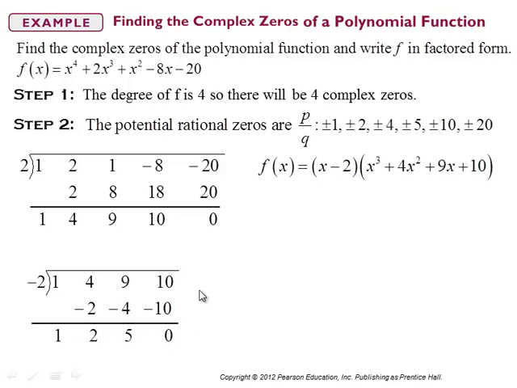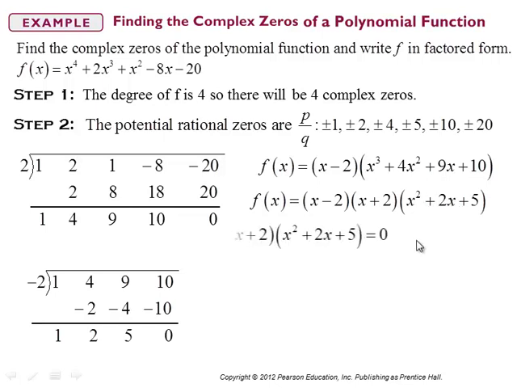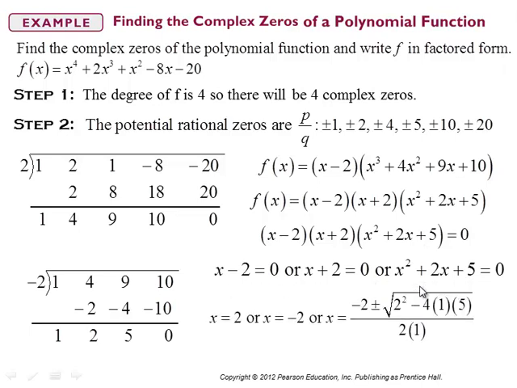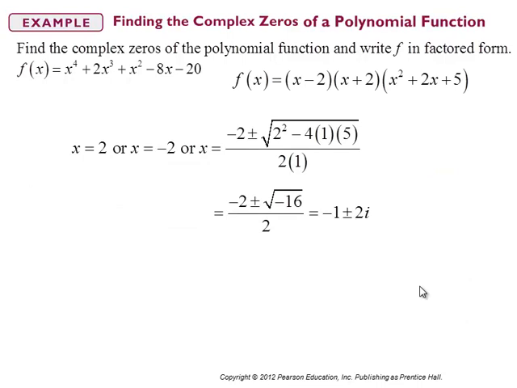So now you have x squared plus 2x plus 5 to try to factor. And when you do that, you'll find that there aren't any rational zeros for this one. But, of course, you can use the idea of setting the whole thing equal to 0 and solving for x. When you set x squared plus 2x plus 5 equal to 0, you can use the quadratic formula, and that works out to be -1 plus or minus 2i.